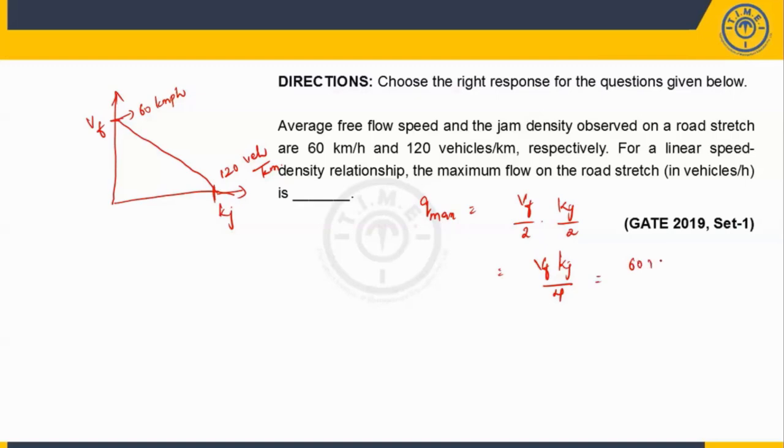VF is how much? 60 into Kj is 120 upon 4. That is 1800 vehicles per hour. Yes, sir. Understood? Yes, sir. We can use this formula only when the speed density relationship is linear. Linear.